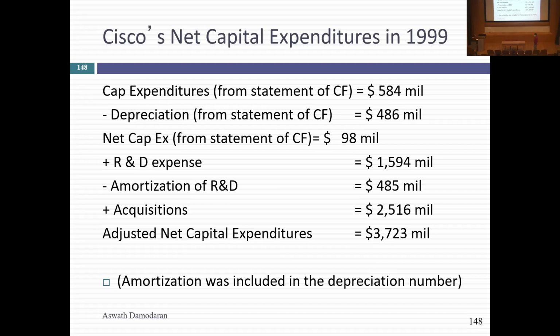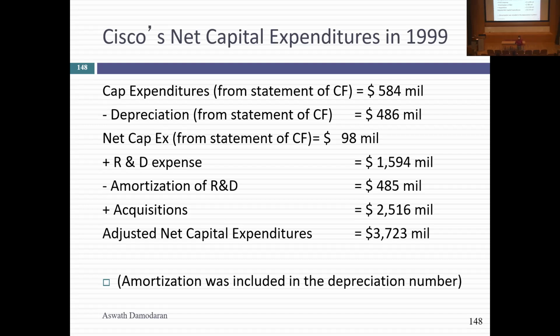First, I adjusted for R&D. Remember what I did for SAP? I did the same thing for Cisco. I add back the R&D, subtract out the amortization. That adds another $1.1 billion to my net capex. Then I added the acquisitions, 2.5 billion. And all of a sudden, what looked like nothing, 98 million, has become $3.7 billion in net capex.